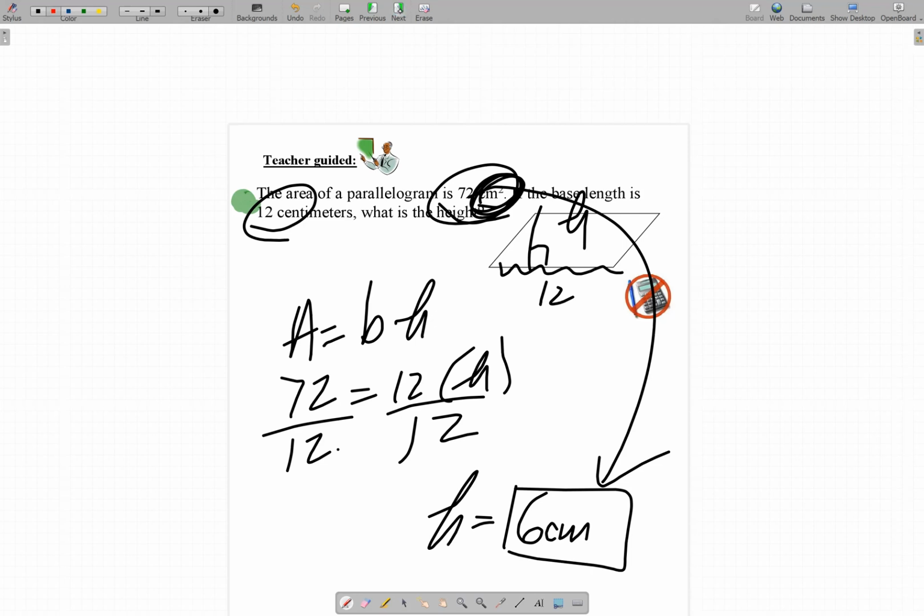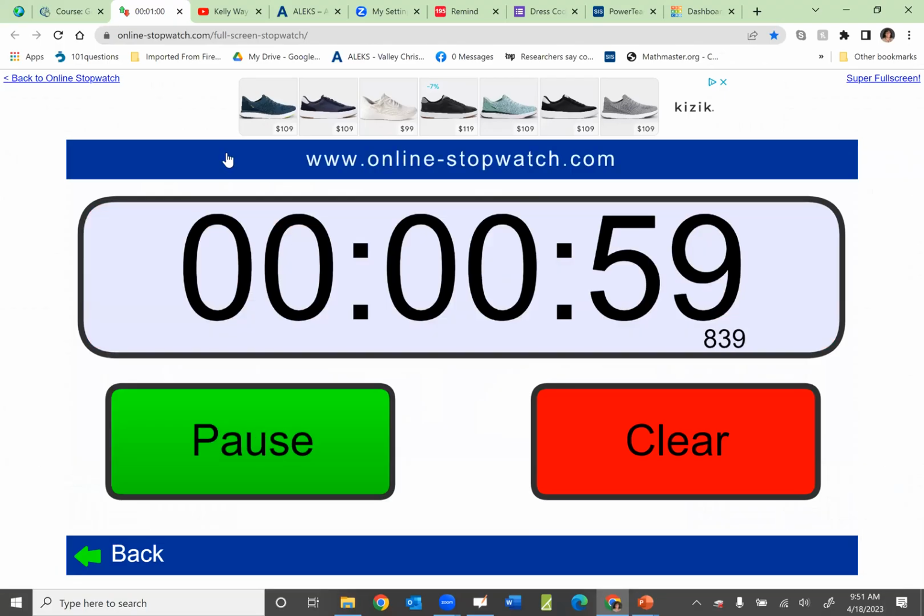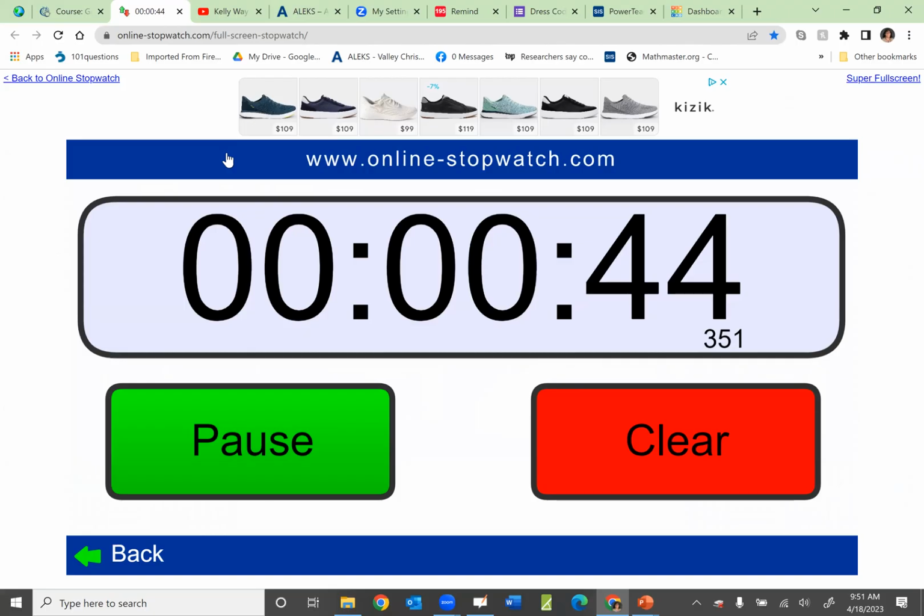All right, next problem, next page. Ready? Out loud, read, go. Find the base. Centimeters. Ask yourself what the kind of shape was. Oh, shoot.